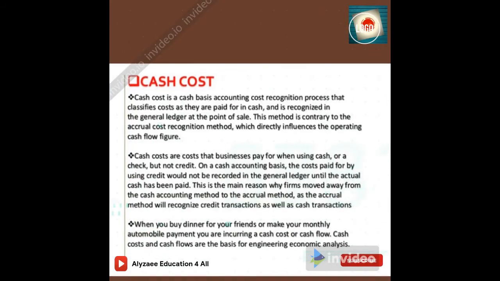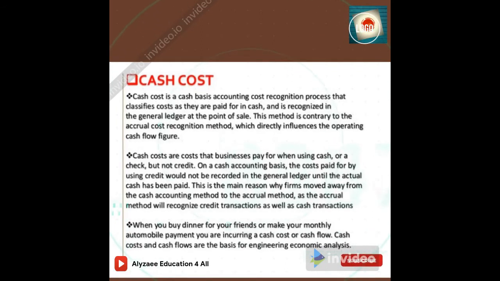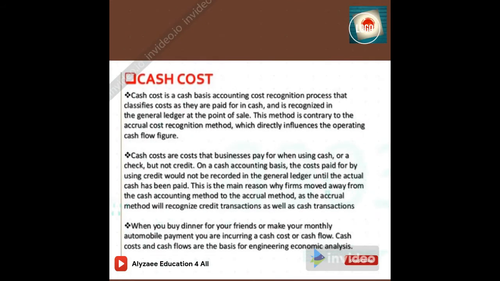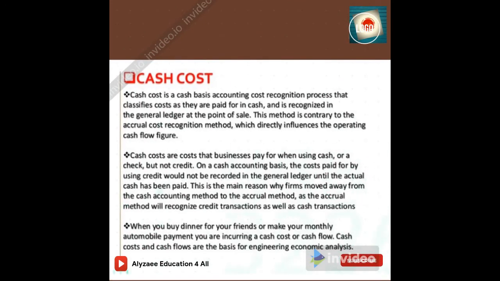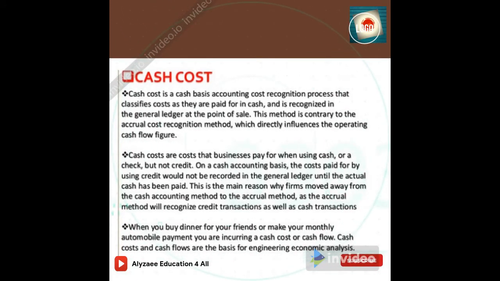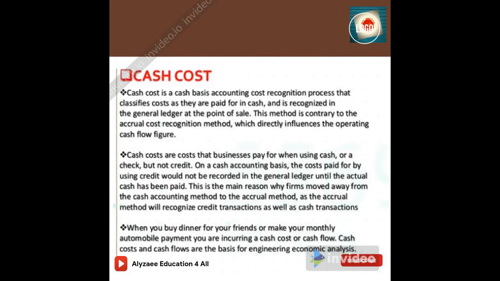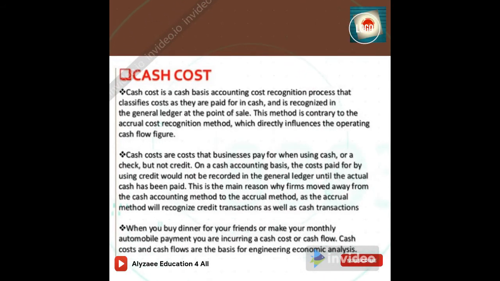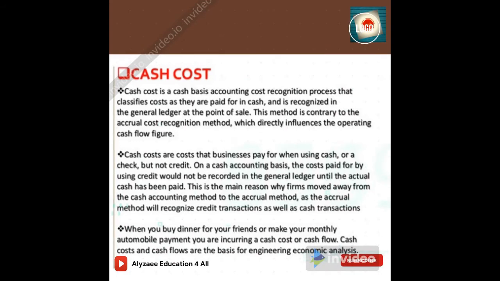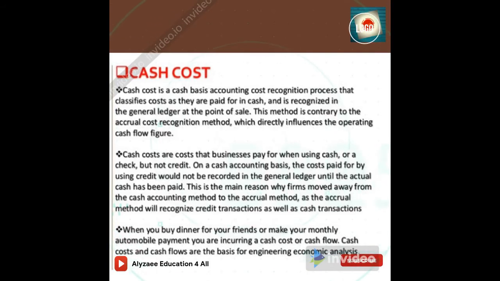Cash cost is an accounting cost recognition process that classifies costs as they are paid in cash, with recognition in the journal ledger at the point of payment. So the other method will come under the definition of accrual cost, which directly influences the operating cash flow. Cash costs are costs that businesses pay using cash or a check but not through credit. What this means is that in cash accounting, costs paid through credit could not be recorded in the journal ledger until the actual cash has been paid.